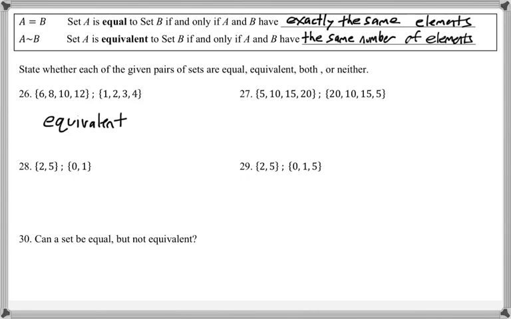For question 27, the two sets are equivalent because they have the same number of numbers, meaning they both have 4 elements, and they are equal because those numbers are the same. So this is both.